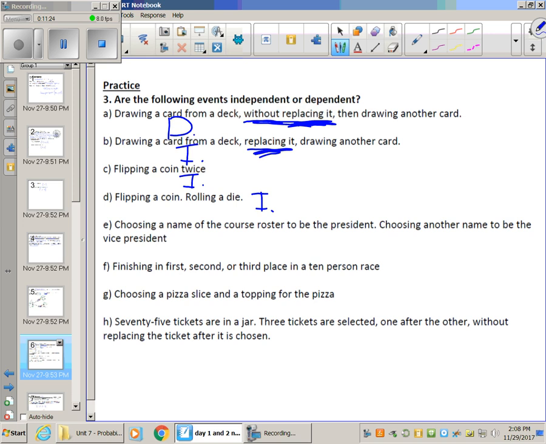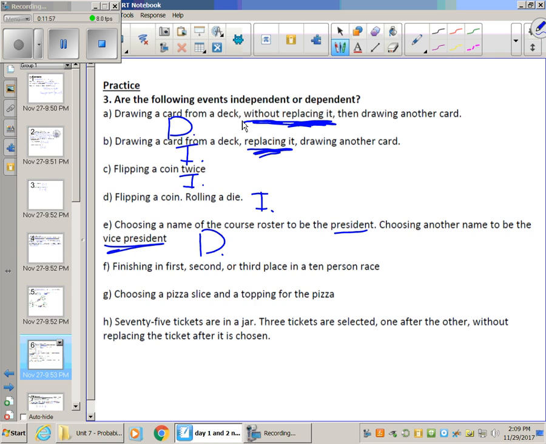Choosing a name off the course roster to be president, then choosing another name to be the vice president. Are those independent or dependent of each other? Dependent, very good. Because if I pick somebody to be the president, then it's going to matter who's going to be the vice president. It depends on who I choose to be president. So that is dependent.